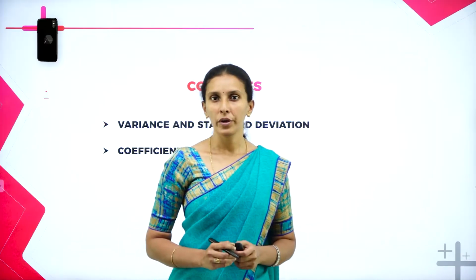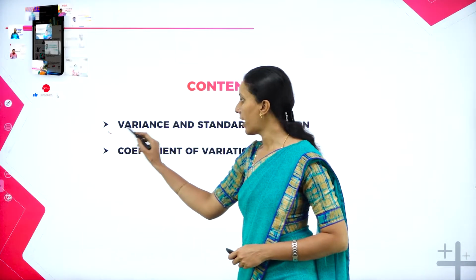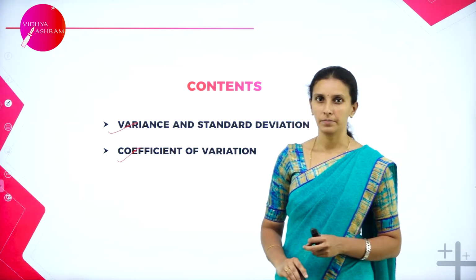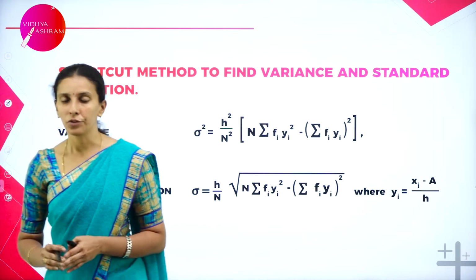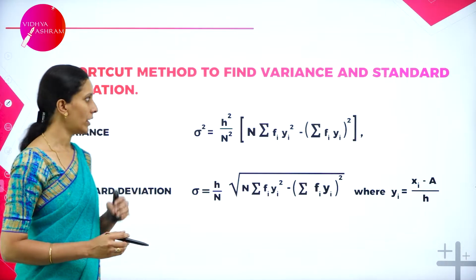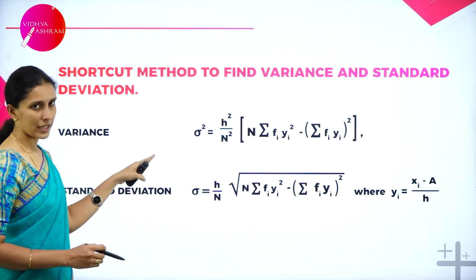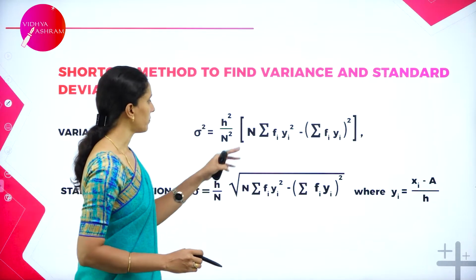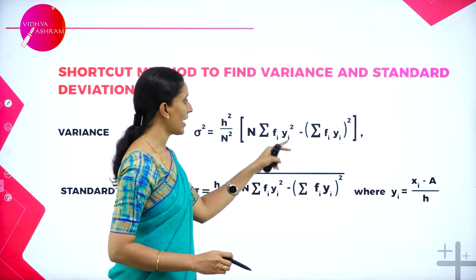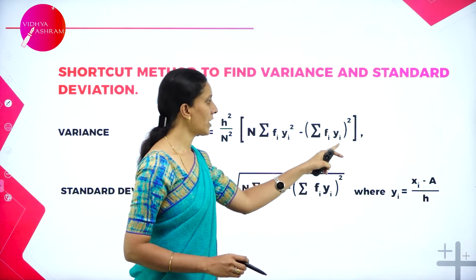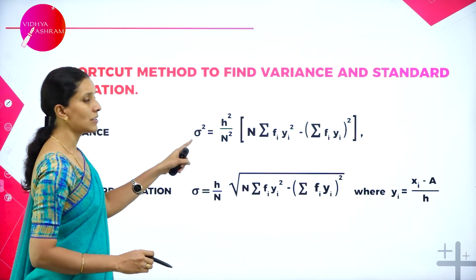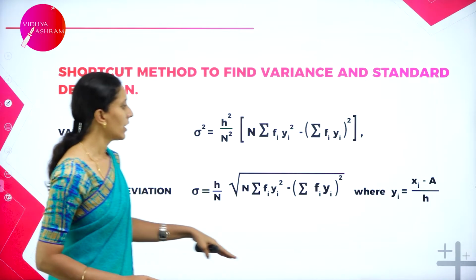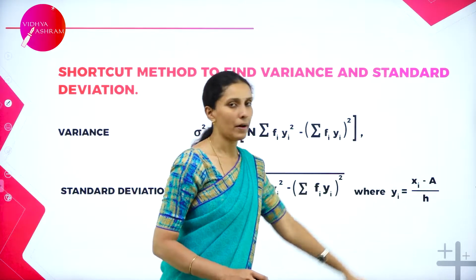In this session, we are going to discuss another shortcut method to find the variance and standard deviation and also the coefficient of variation. So I said we have one more shortcut method to find the variance and standard deviation of a given data. The formula used to calculate the variance is sigma square is equal to h square divided by n square into n summation fi yi square minus summation fi yi whole square. This is the variance, and if you take the square root of this formula, you will get the standard deviation. Here yi is xi minus a by h.